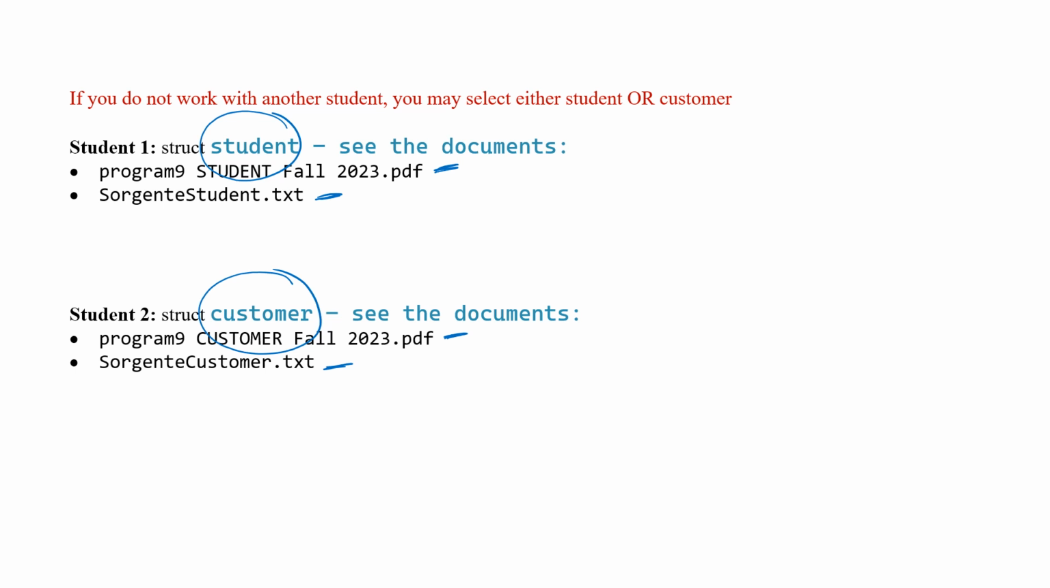I will be doing at least one video for student and at least one video for customer. This is just an overview. My recommendation again is that one of you pick student, the other one pick customer, and that way you're still doing individual work, but you can share with your partner and help each other. They're very, very similar.